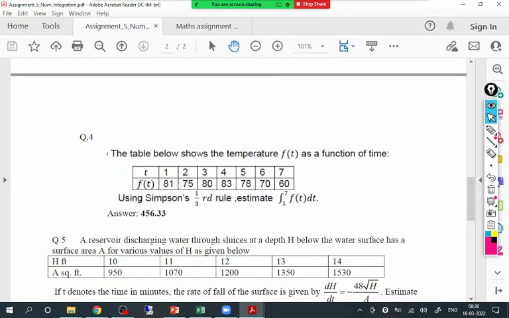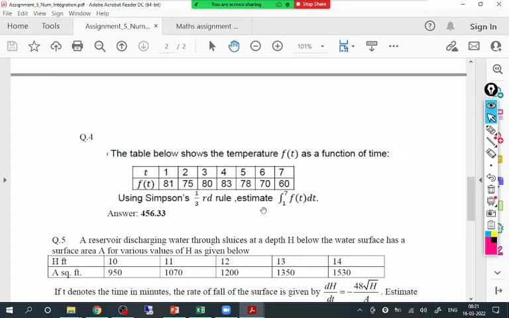Question number 4 then. We are given a table and again a Simpson's one-third rule. You can observe question number 4. Why are the Simpson's one-third rule questions given more here? Probably all these questions are from your old question paper, and majority of the times the questions are asked on this only.